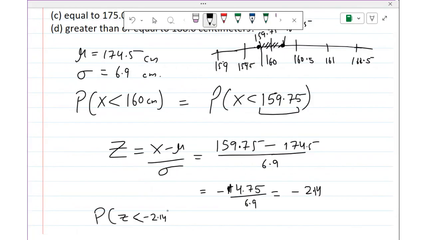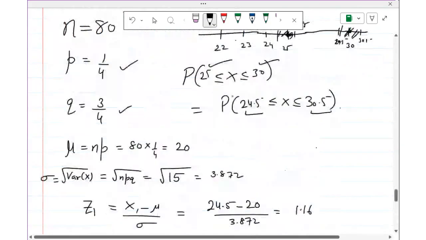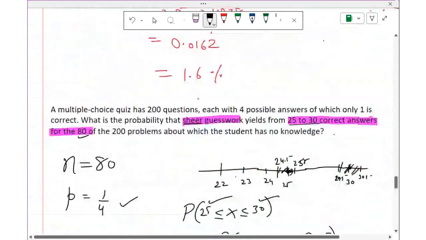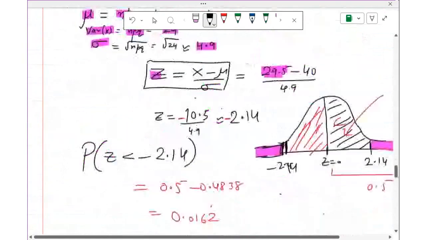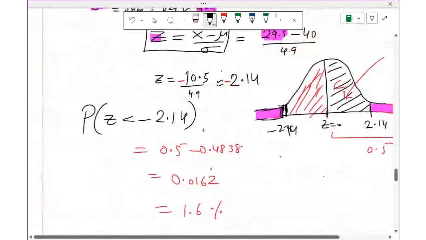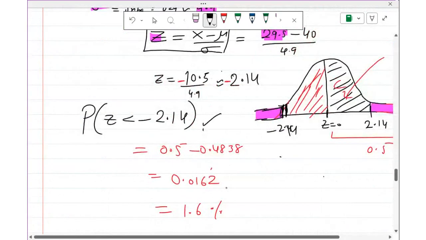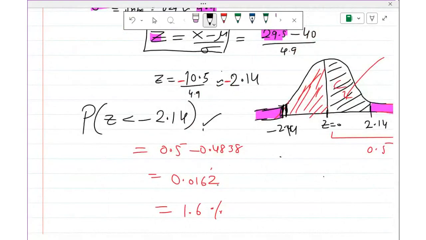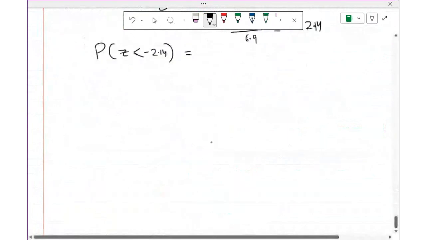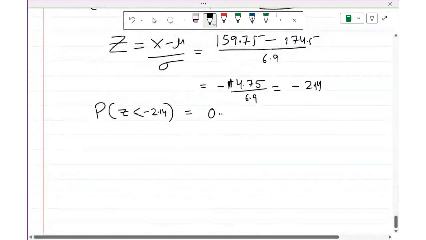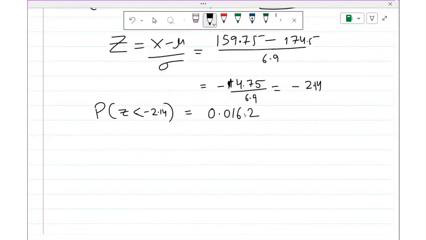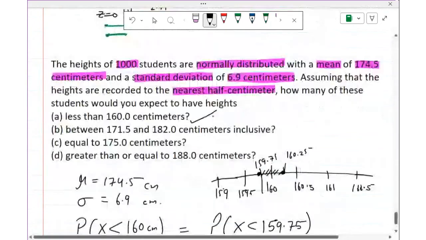Minus 2.14 is the same type of thing we have done somewhere. Let us see here. I think we have already found this probability in one of the questions, which was 0.0162. So this is the probability that a particular student will have height less than 160 centimeters.